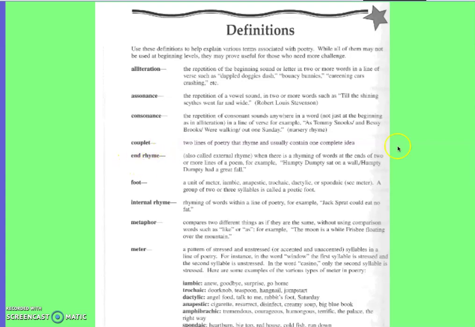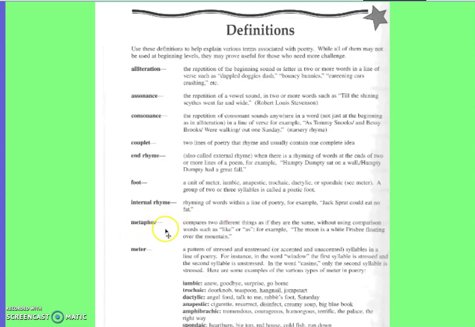Also, we'll be talking about end rhyme. When there are rhyming words at the end of 2 or more lines, like we've seen before, often in nursery rhymes. Humpty Dumpty sat on a wall. Humpty Dumpty had a great fall. So wall and fall rhyme. That's an end rhyme. There can be internal rhyme, which is rhyming words within a line. For example, Jack Sprat could eat no fat. So sprat and fat rhyme, and they're in the same line. So sometimes you'll see rhyme inside a poem. Again, both of these things, rhyme and alliteration, give the poem a rhythm.